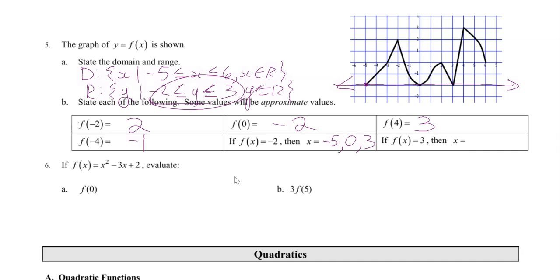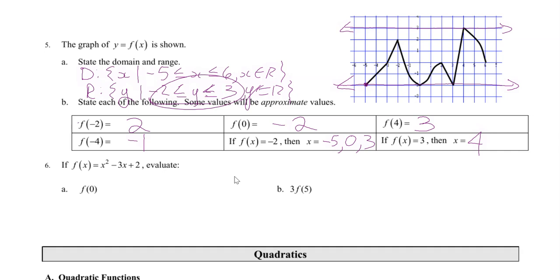If y equals 3, again, you see f of x, that's y. So just go along the line where y equals 3. When is y 3? Anywhere along this line, y is 3, then the x value is? So what's x? 4. Any questions on that?